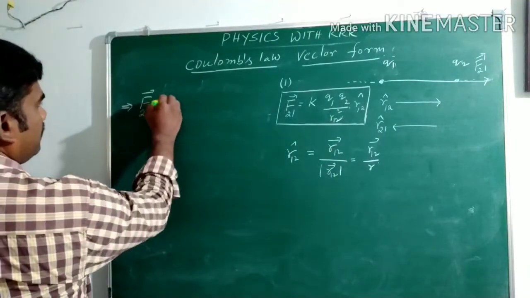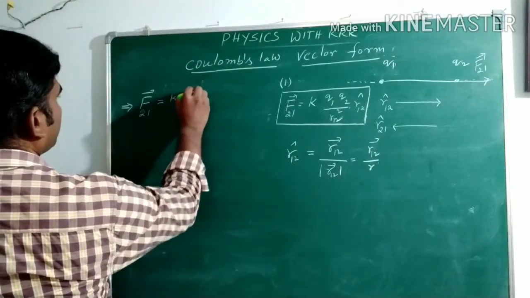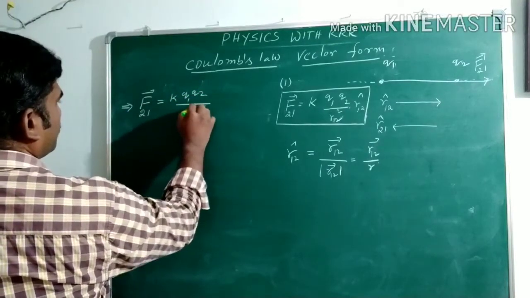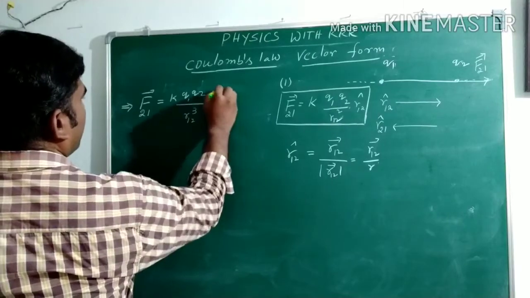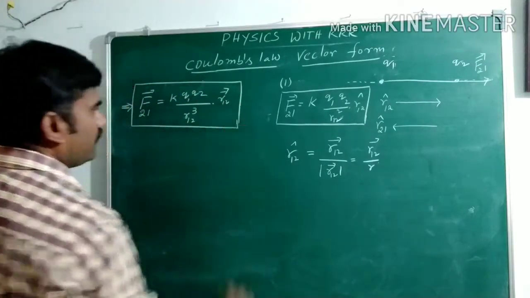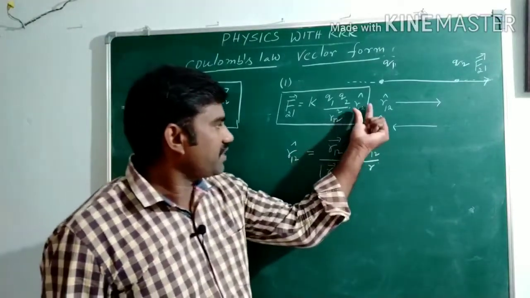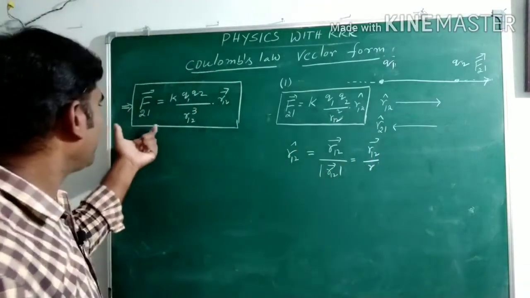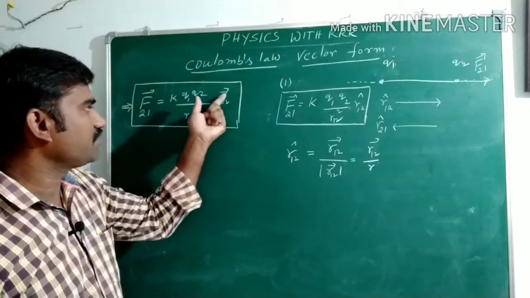So this is K Q1 Q2 by R12 cube into R12 bar. So in terms of this unit vector we have substituted R12 bar by R. This will become R12 cube into R12 bar.